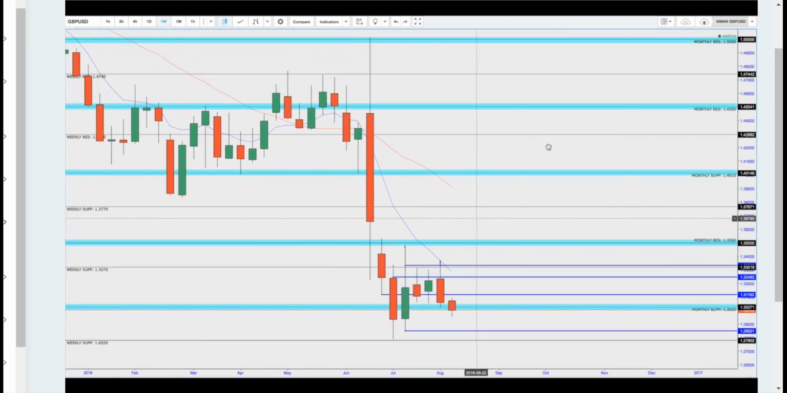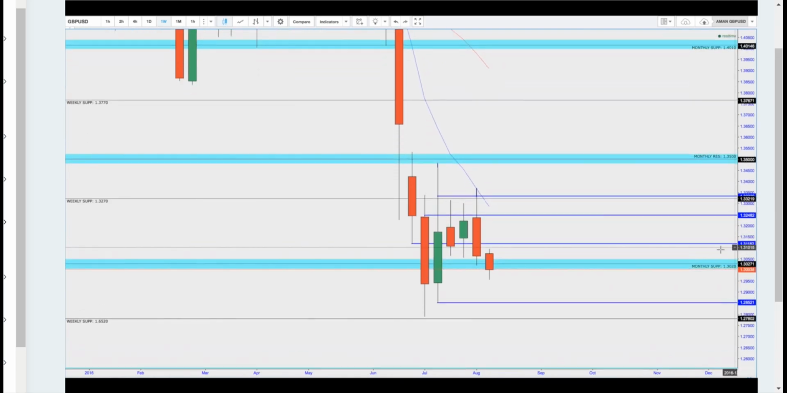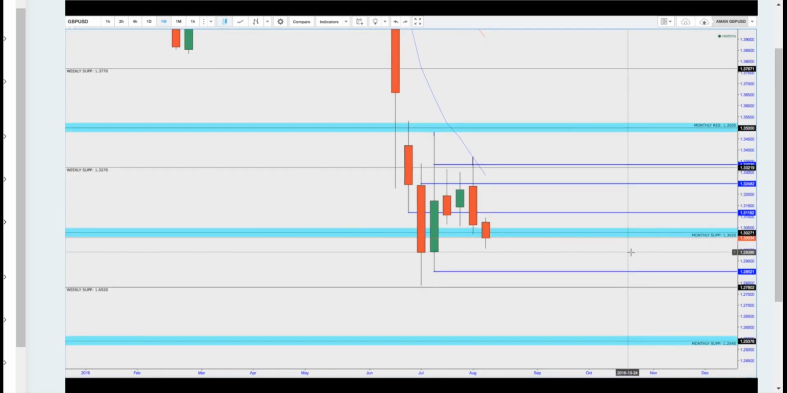Weekly perspective, what we have is 1, 2, 3, 4, 5 prior weeks where we've spiked up and beyond on 2 occasions, but we spiked up and around 1.3320s. So we've got the weekly resistance. Just ignore this. I need to go ahead and just do my updates on my labels.